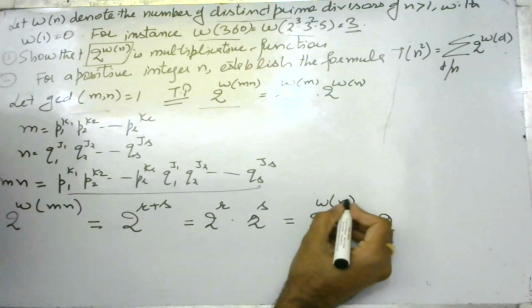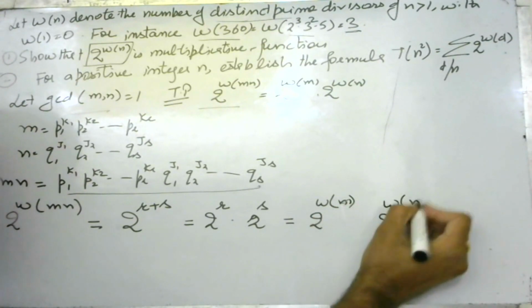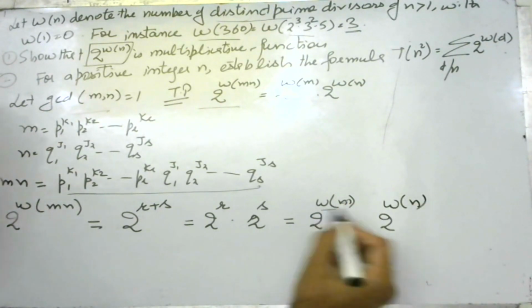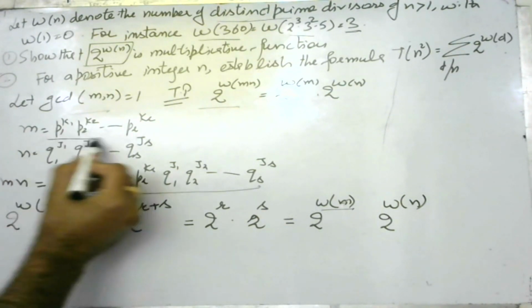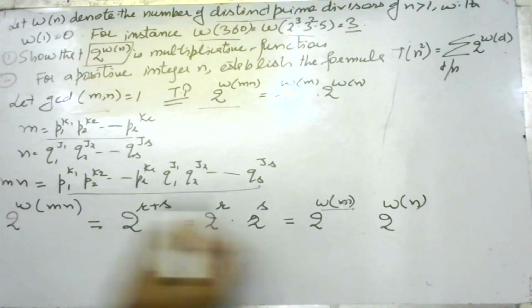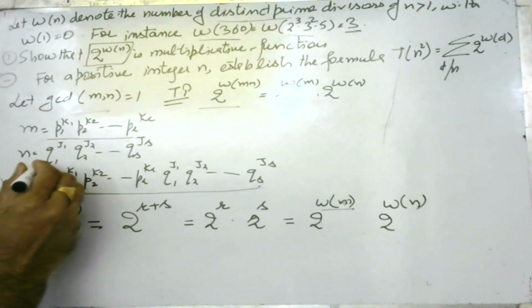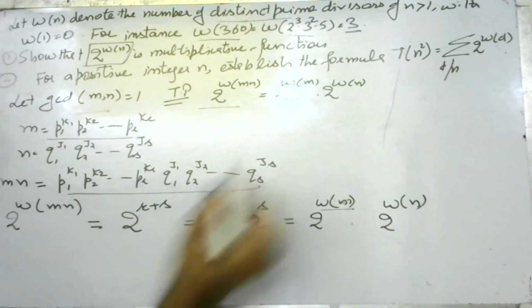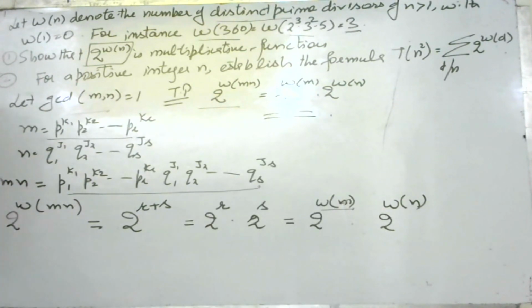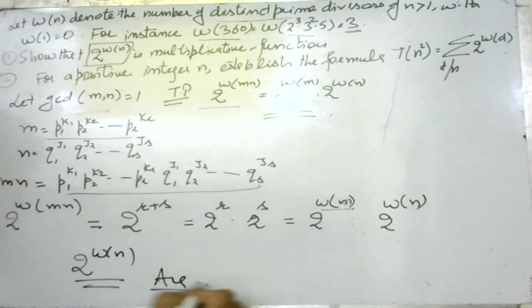This is w(m) and this is w(n), because w(m) means distinct primes in the factorization of m. How many are they? r. And w(n) means distinct primes in the factorization of n, that is s. So we have proved this is equal to the right hand side, and hence 2 power w(n) is multiplicative, which is the desired answer.